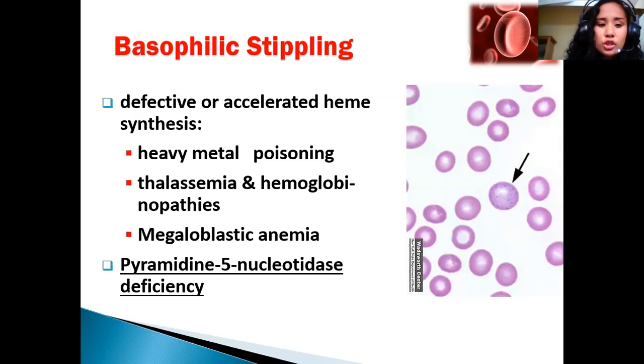Class, so if there is defective or accelerated heme synthesis, there's something wrong with the way they process their heme. And class, pyrimidine 5' nucleotidase deficiency. So this is very unique in basophilic stippling. Class, the most common enzyme deficiency is number 1, G6PD deficiency. Pinaka-common yan. Number 2 is pyruvate kinase. And number 3 is pyrimidine 5' nucleotidase deficiency. So tatlo yan.